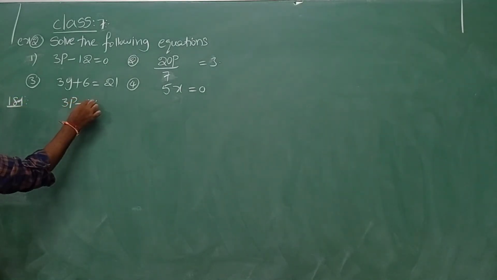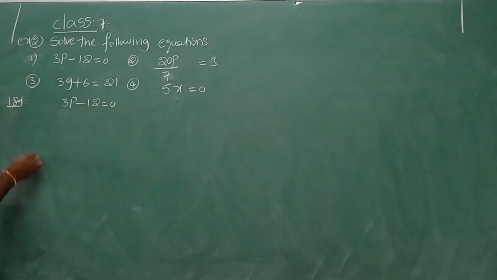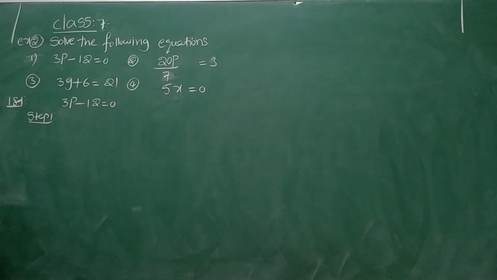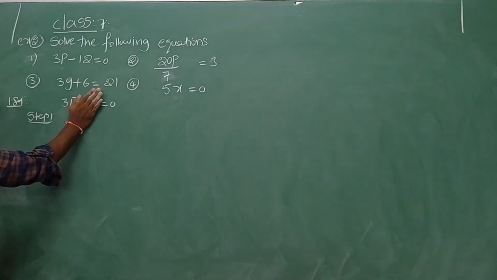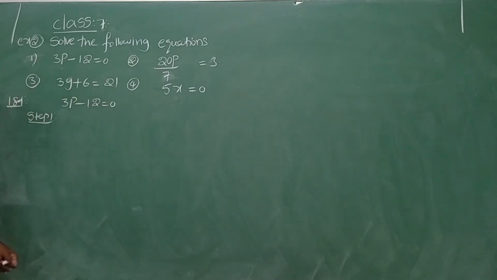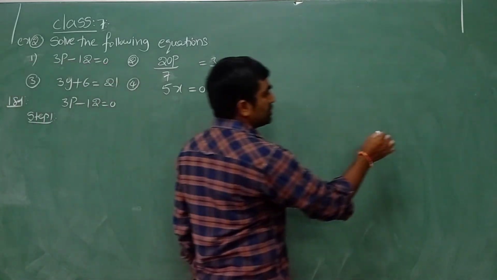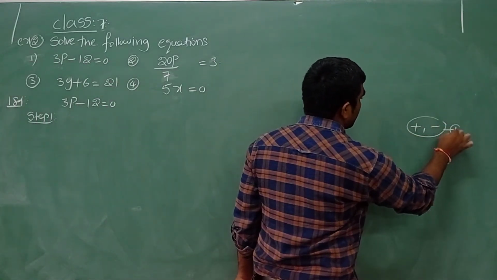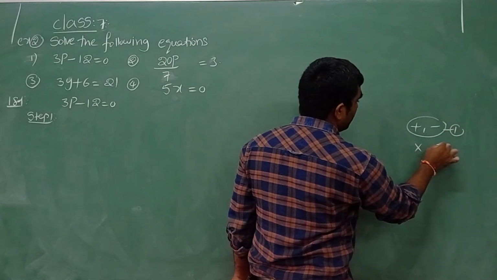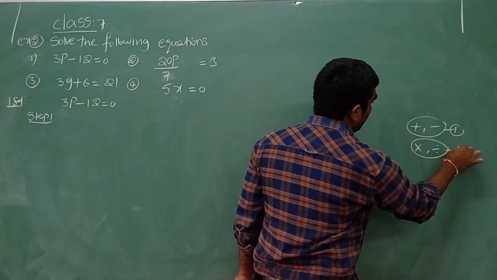3p minus 12 is equal to 0. Now tell me the first step, anyone, what can we do here? First, we have to make p separate. So how can I make p separate? To make p separate, first we have to remove this minus 12. Then we can remove this into 3. So when we are going to remove, first importance we give to plus and minus, and then second importance goes to into and division. This you can remove after that.